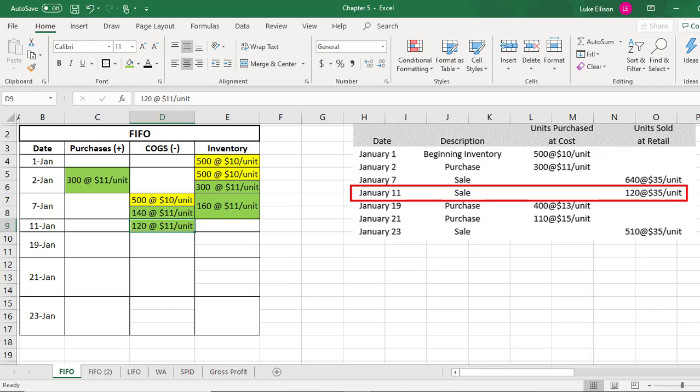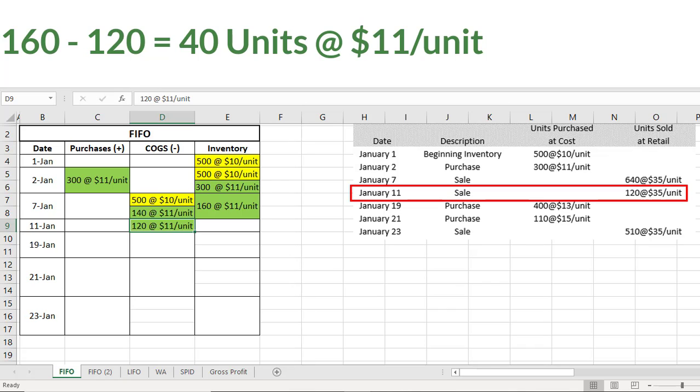Now for our inventory column, remember cost of goods sold is a minus. So we take the 160 units that we already had in inventory minus the 120 units that we sold to get 40 green units remaining in our inventory.